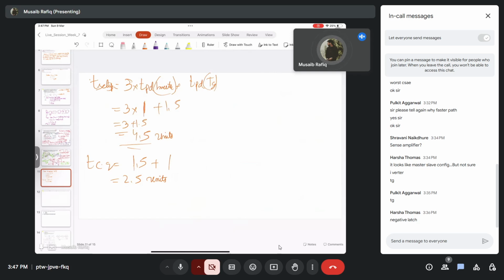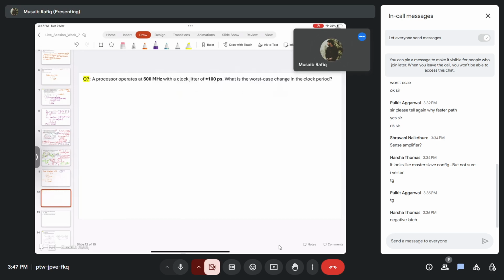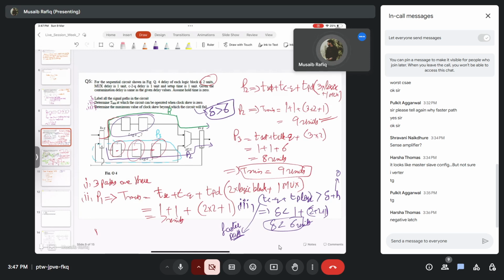This is also given in Rabaey. If you want, you can refer. Let me just check the section number. This is in chapter 7, section 7.2, where you will first find the multiplexer based latches, and then the master slave edge triggered register. This was question number 5. Okay, this was question number 6.